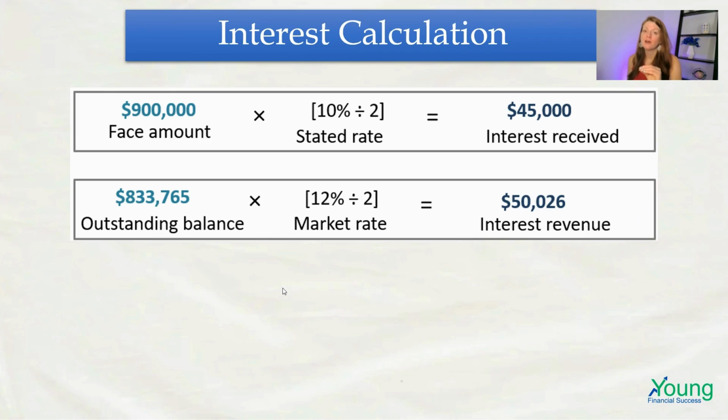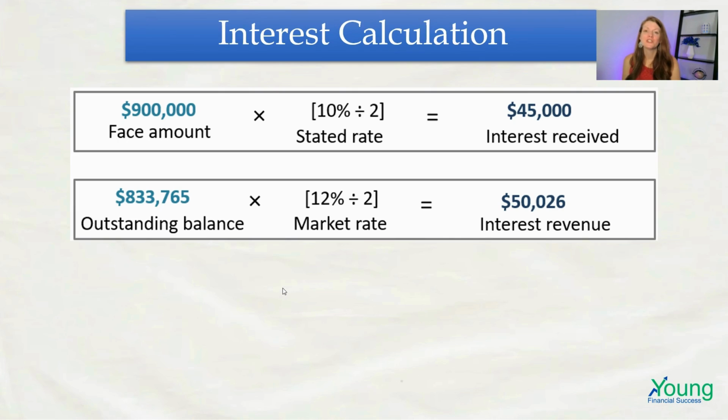$900,000, the face value, times the 10% divided by 2, because it's 10% for the whole year, but they only get half at each interest payment. So the actual cash interest paid out to VentureWorks is going to be based on the face value. But then we're going to show interest expense for TechNova, but it's going to be interest revenue for VentureWorks.